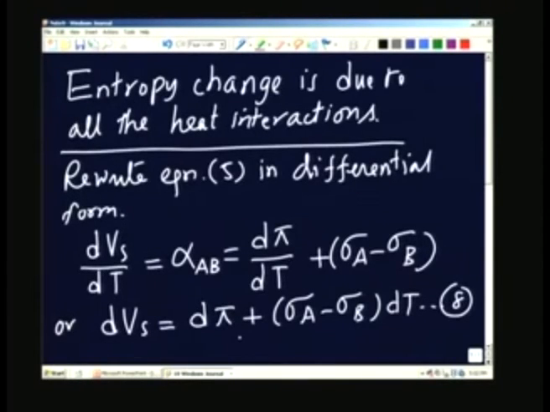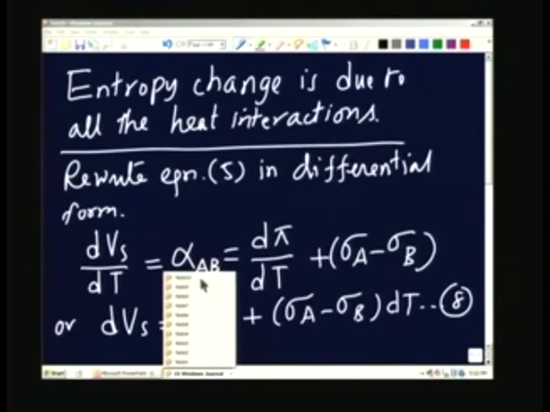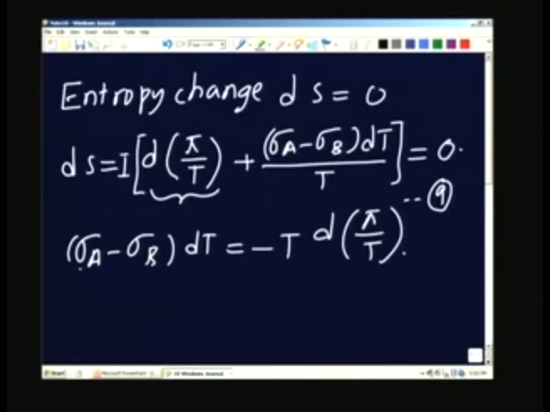I have got the expression dVs equal to d pi plus (sigma a minus sigma b) dt, and what I have now done is to get sigma a minus sigma b dt from here. So, I am going to just substitute it there, and after some simplification which can be easily done by the student, we can see the following.